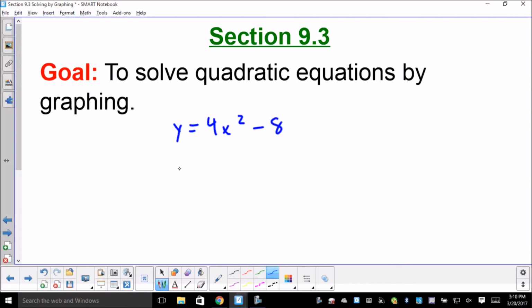So let's say I had 0 equals 4x squared minus 8. What do I do to solve this? The method I'm going to show today is how to solve it using graphing.